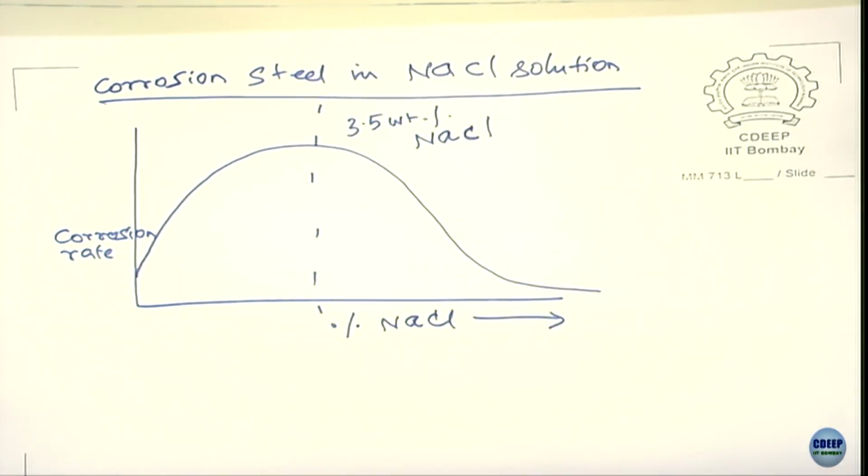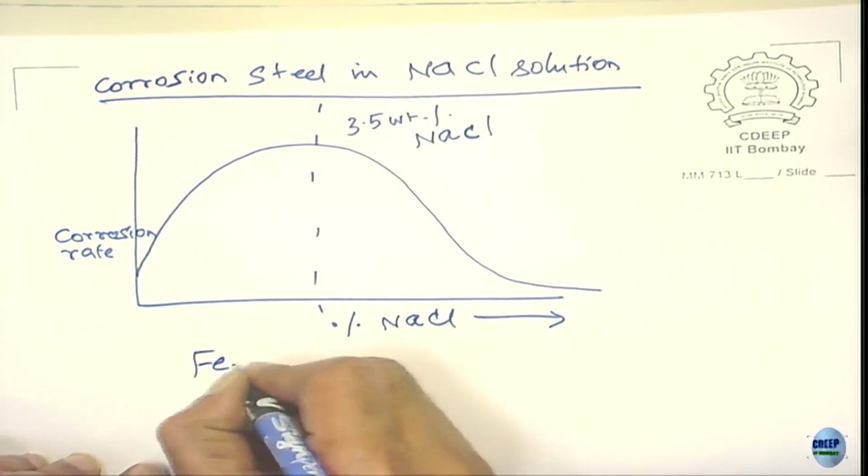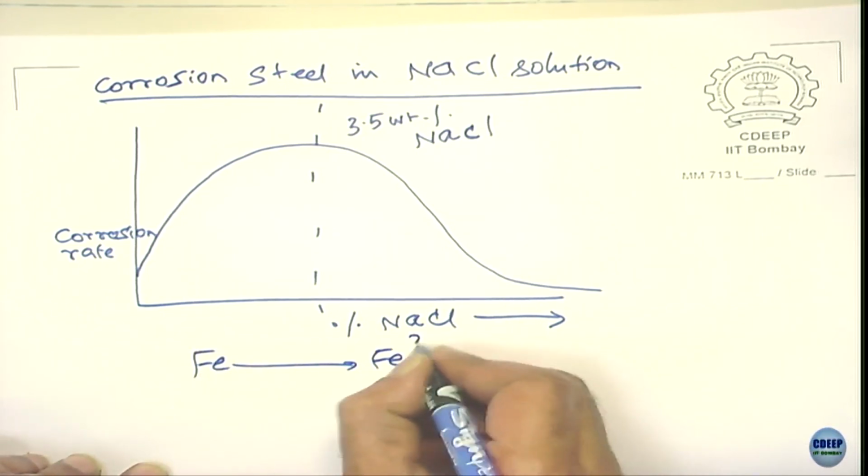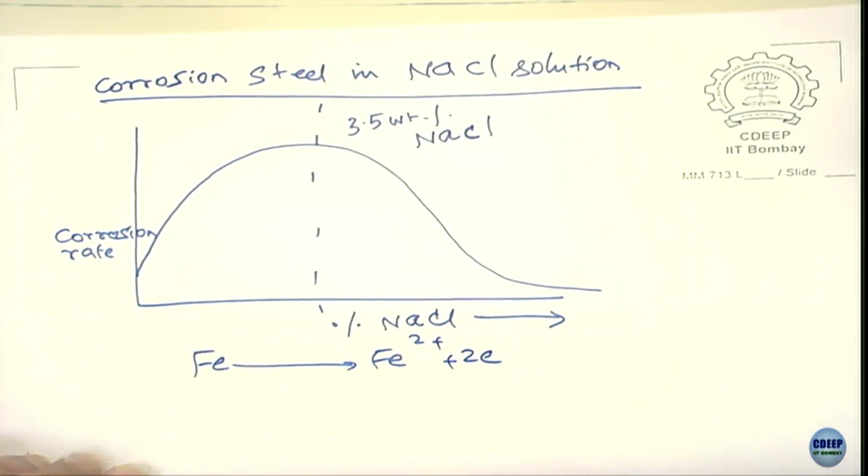How do you analyze this problem? You will be able to analyze the problem only if you understand what the anodic reaction is and what the cathodic reaction is, right? What is the anodic reaction of, let's say, steel in sodium chloride solution? Yeah, come on. What is the anodic reaction here? Steel. Fe will go into Fe2+. Fantastic. What is the cathodic reaction here?